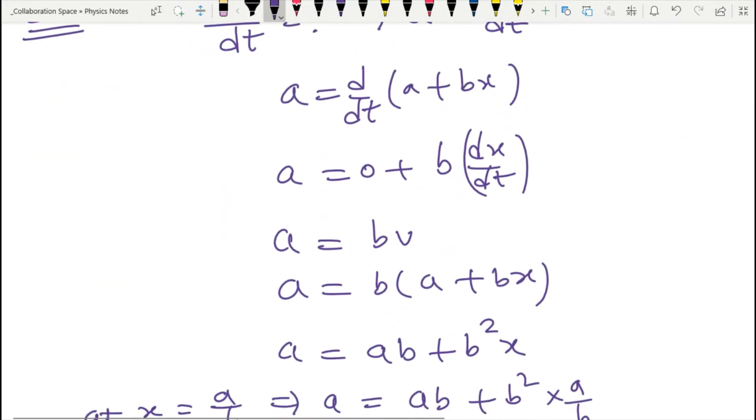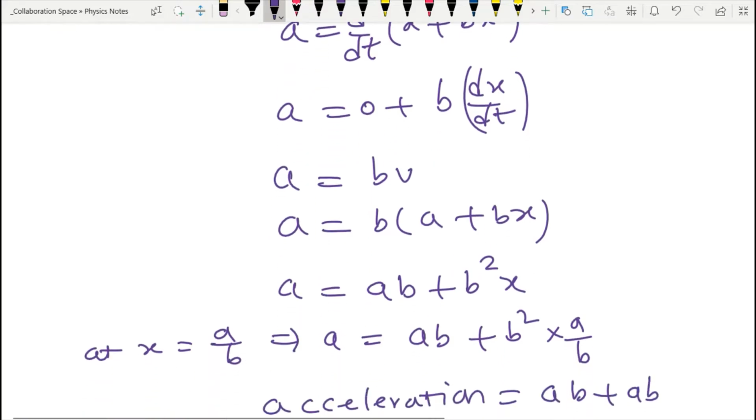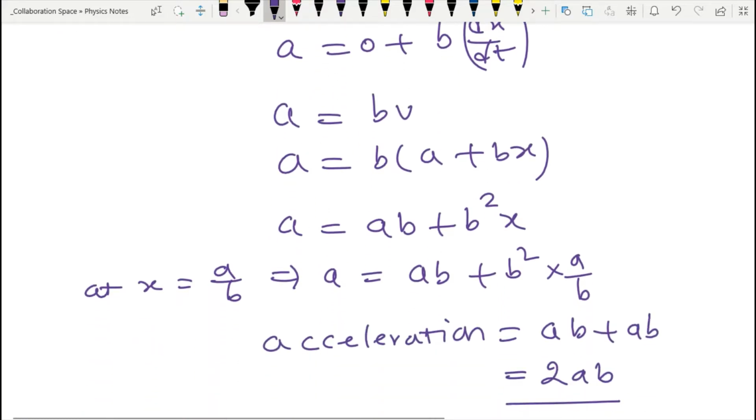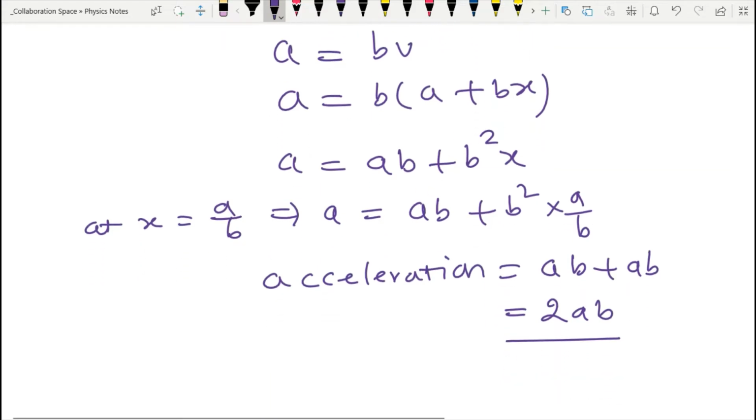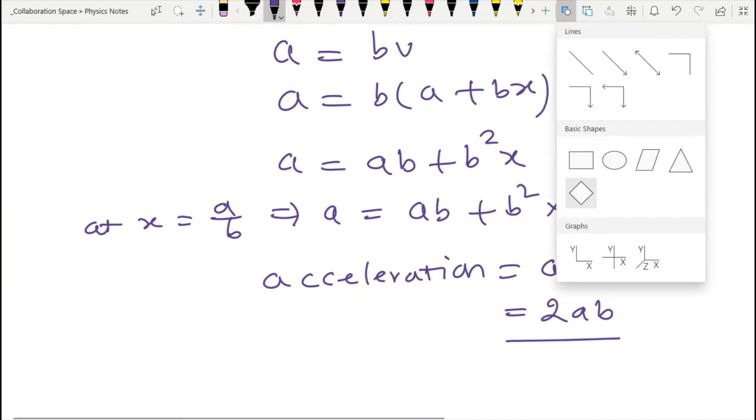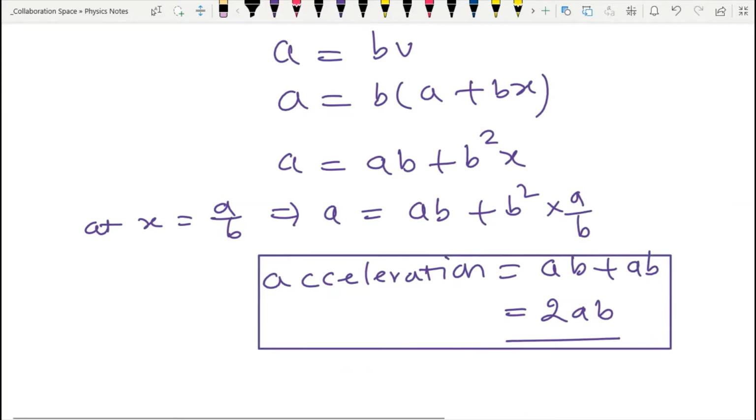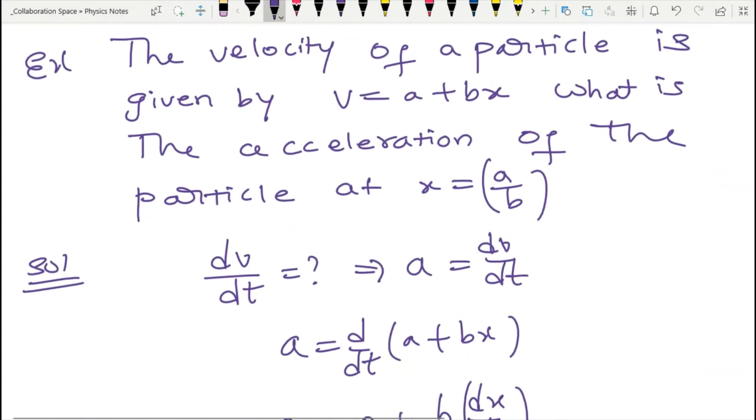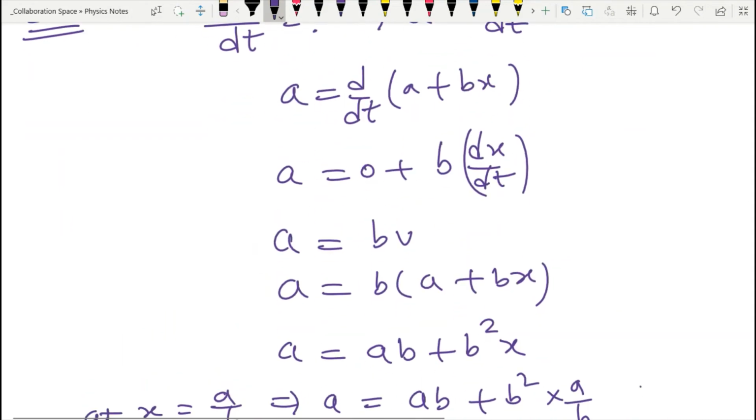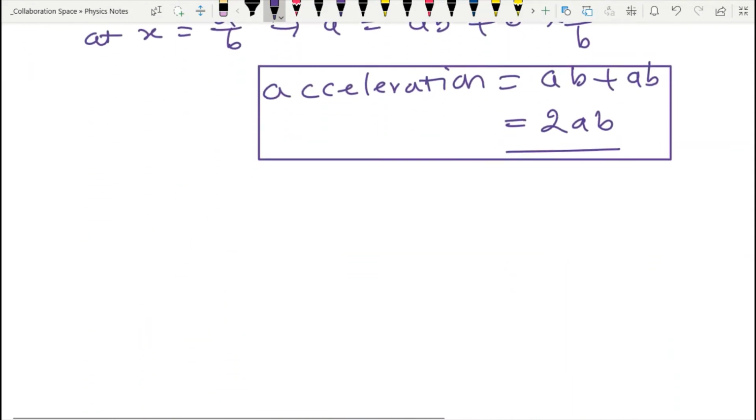So I am replacing this v with a plus bx, and after simplification I am getting ab plus b square into x, and I have substituted x is equal to a by b. After solving, I am getting acceleration as 2ab. According to the given velocity, this is the acceleration. So in this way we can do almost all the problems in mechanics and motion in a straight line topic by using the concept of differentiation.